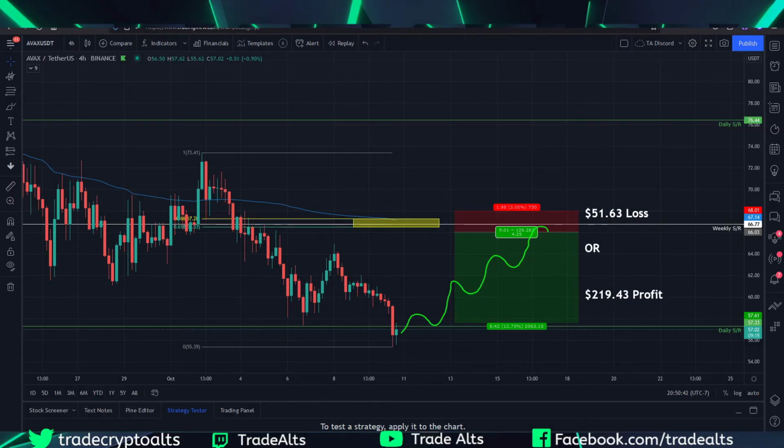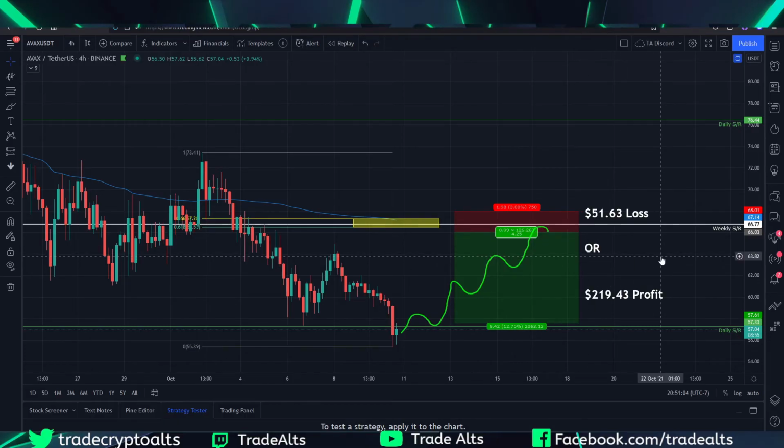We're back on the Avalanche chart just so you can see this. We are risking $51.63, which is 1% of our account, in order to potentially make $219.43. So this is the 1% risk that we're discussing, and this is the potential profit based upon this trade setup.